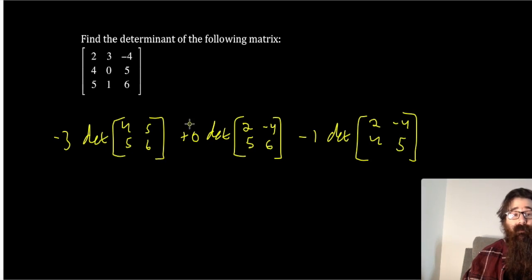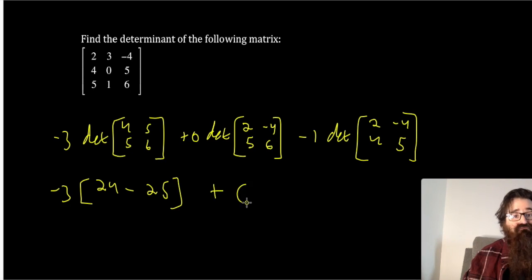And now I can compute the determinant. So here I have negative 3 times, here 4 times 6 is going to give me 24, minus 5 times 5 is 25, plus this 0 that I picked on, it's just going to give me 0. I don't care what the determinant here is. I'm going to multiply it by 0 anyways. And then minus 1 times here, 2 times 5 gives me 10. And then minus negative 16.